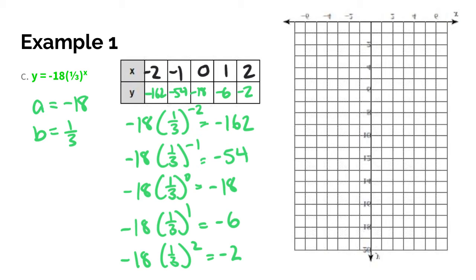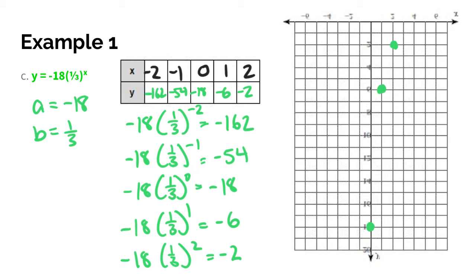So then my goal is to plot these points. Notice that I'm starting at a very large negative number, -162, then it goes to -54, which again is a large negative number, then -18. So I'm going to start here by plotting the 0, -18, because I can't fit the other ones on my graph. Then I go to 1 and -6, and then lastly 2 and -2. So it's going to look something like this. Now here I'm only able to plot 3 points, but again, you can see the spacing is getting closer together.